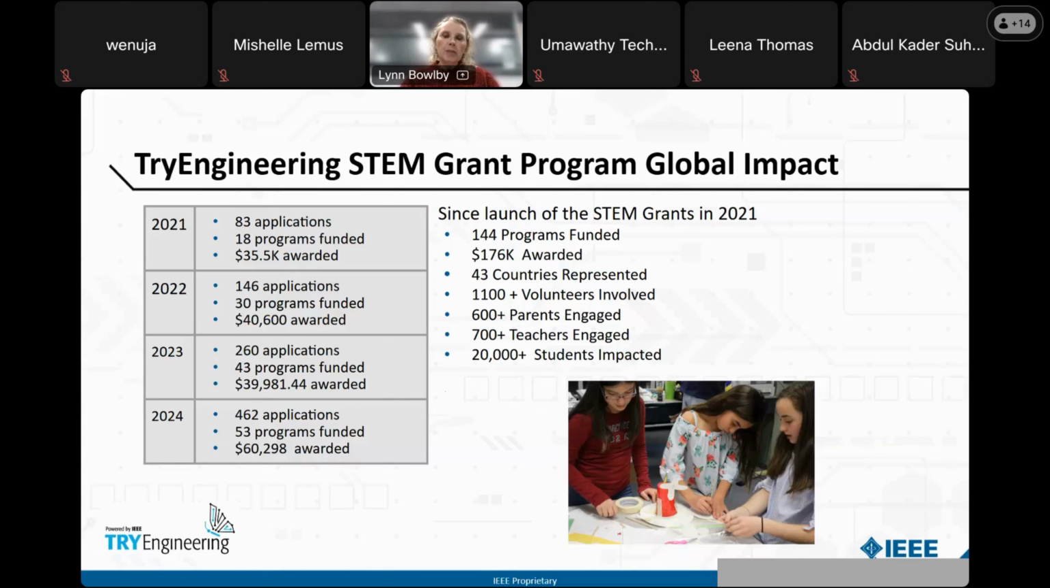So it is a bit competitive in terms of the number of applications we receive and the funding that we have available to award the programs that the judges have selected. And so keep that in mind as you're doing your application. You want to put your best work forward. We would love to be able to award every single program a grant, but unfortunately we only have a certain amount of funding. And so we try to make it go as far as we can and award as many programs as we can.